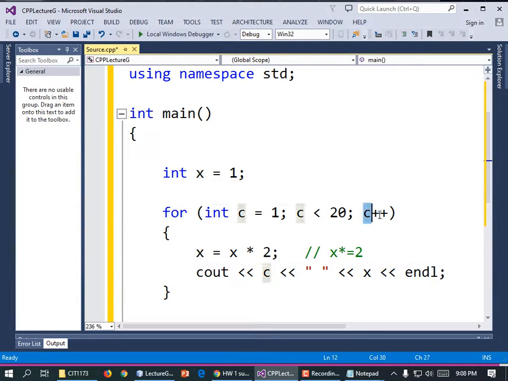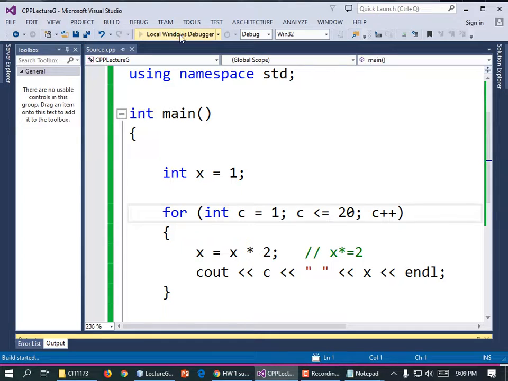Now the for loop handles the incrementing, so I don't need to put a c++ down at the bottom of the loop like I did when I was doing a while loop. Instead it's just tucked up here. A for loop is a cooler loop because it specifies a starting point, a stopping point, and the increment all in one swoop. And by the way, I meant to make that less than or equal to. So I'm going to change that to c is less than or equal to 20. Then I'm going to run.